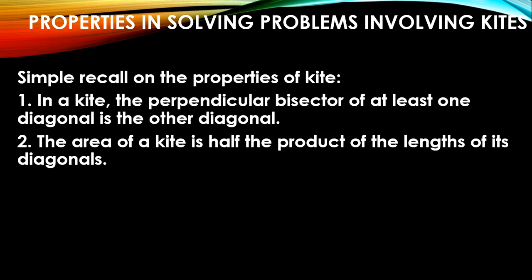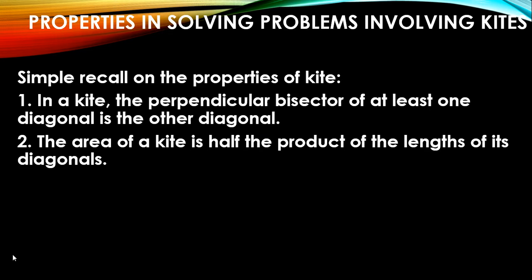Okay, so we are done with trapezoids. So let's go now to solving problems involving kites. Before that, let's have a simple recall on the properties of a kite. For number one, in a kite, the perpendicular bisector of at least one diagonal is the other diagonal.